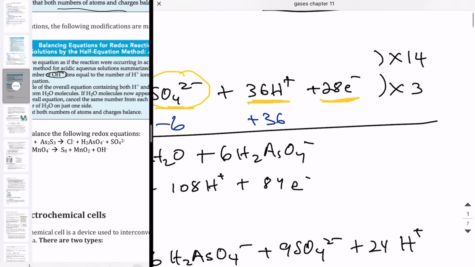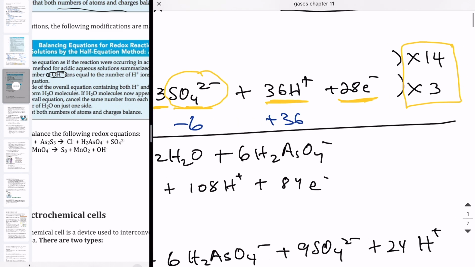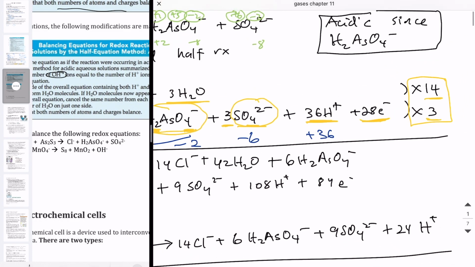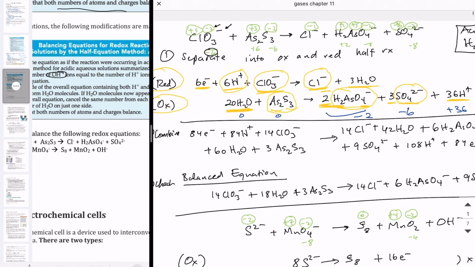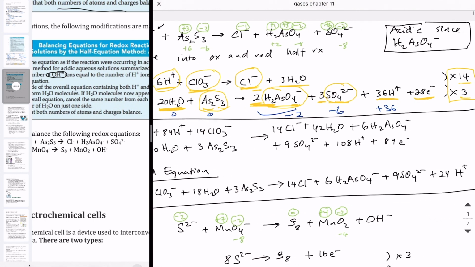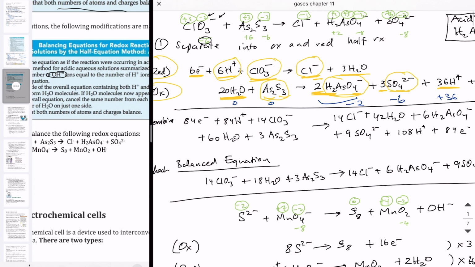So my goal is to find numbers that I can multiply here that would allow the electrons to be equal to each other. And so basically what I find here is the lowest common multiple of 28 and 6, and that would be 3 and 14. So once I do that, then I would multiply basically all the top equation with 14 and all the bottom equation with 3, and then I will add them together to get back my overall equation.